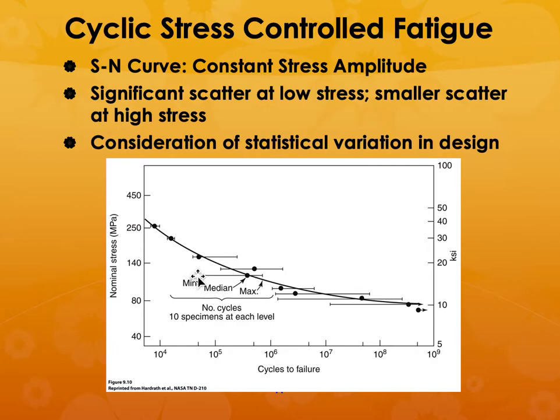And so typically what you might find is that you would apply this for the median stress level, and especially at lower stress levels, what you will find is that there is a significant scatter and smaller scatter at high stresses. So this tells you that you have to consider statistical variation in design.